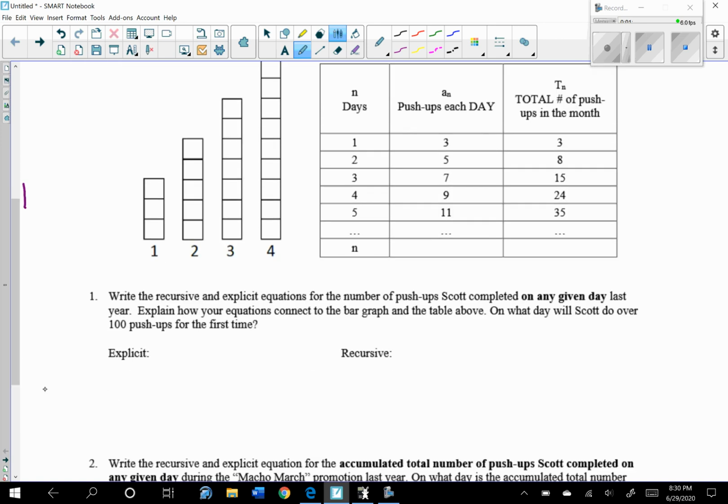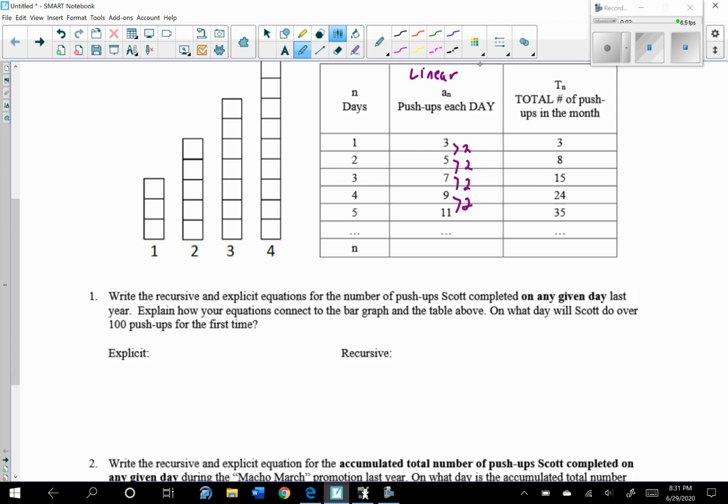So looking at the explicit, remember we can use our table to help us, and we can use the bar graph as well. So the first thing we want to do is look at the difference. So if I go ahead and subtract, because we're looking at the push-ups given on any given day, 5 minus 3 is 2, 7 minus 5 is 2, 2, and 2. Remember, that means this is a first difference, and we just talked about the fact that this is going to be linear.